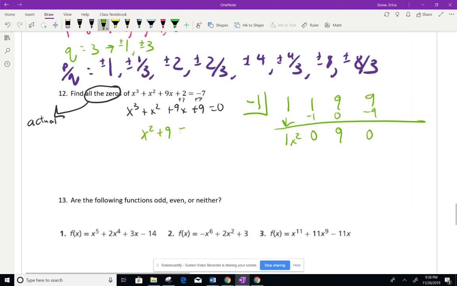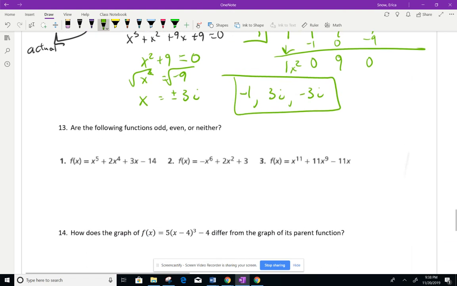quadratic. Now, you can do the quadratic formula with this, and if you did that, your a would be 1, your b would be 0, and your c would be 9. Or you can just move that 9 over and then take the square root. So we get x equals plus or minus 3i. So then all your zeros are -1, 3i, and -3i as your final answer.